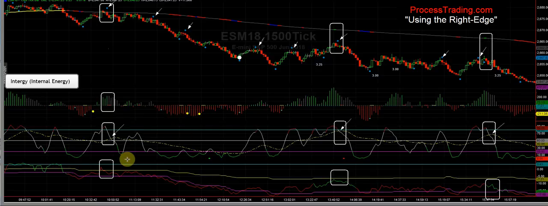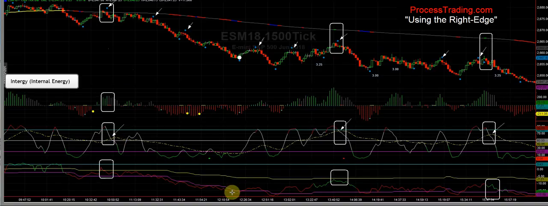Then we look at the cinnamon oscillator here. One factor that we look at in the cinnamon oscillator is when the momentum line, this tricolored line, cuts through the cinnamon line here. That's the yellow dash line. And we can see in every occurrence, the momentum line cuts down through it here, and price continues down. And momentum cuts through the cinnamon line here, and price continues down. And momentum cuts through the cinnamon line here, and price continues down. So that's one of the reasons that we know that we are in for a successful trade to the short side.